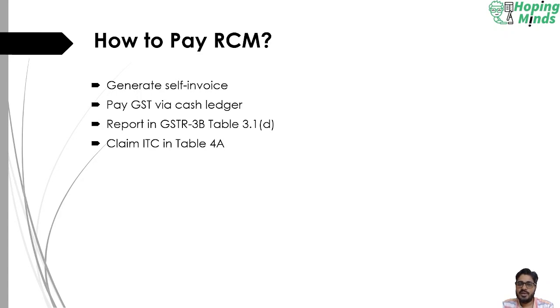Important point to note here is that GST under the reverse charge mechanism cannot be discharged using the input tax credit. So it must be paid in cash. So the taxpayer must pay the GST in cash and avail the input tax credit. So the reporting in GSTR 3B should be done in the table 3.1D of the return and the input tax credit information must be filled in the table 4A of the GSTR 3B return.